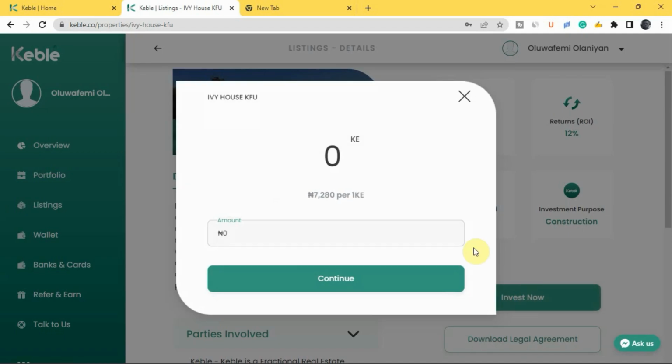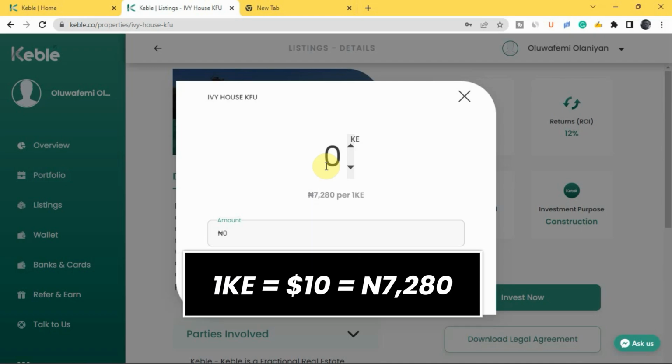Once you tap on invest now, you'll be asked to enter the number of Keble tokens you want to use to invest right here. So whatever you're entering right here is the Keble token. Now on the Keble platform, one Keble token is equal to $10 and it is equal to 7,280 naira as at the time of making this video.